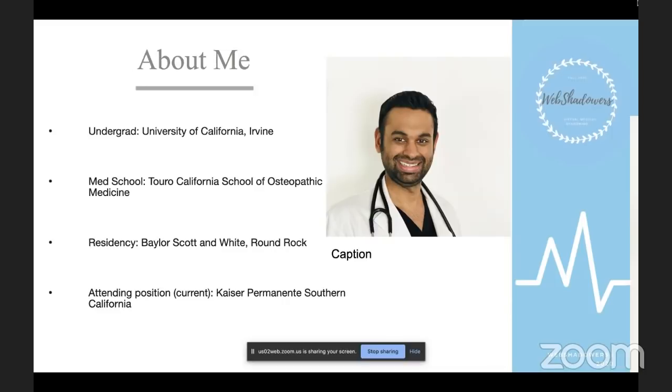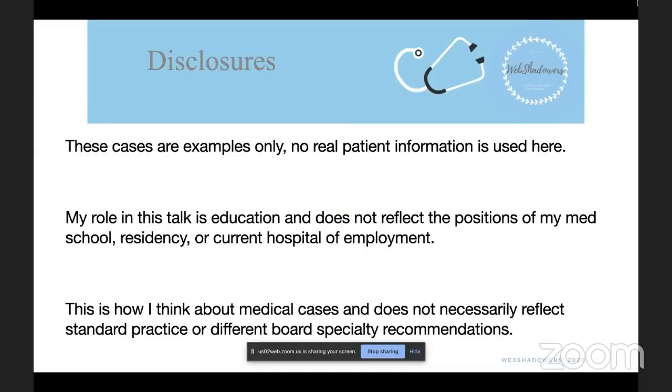Disclosures: the couple of cases that I'm going to be talking about are examples only. There's no actual patient information used here. My role in this talk is purely educational and does not reflect the positions of my med school, my residency, or my current hospital of employment. This is how I think about cases and how I approach family medicine. It doesn't necessarily reflect the standard of practice or different board specialty recommendations.